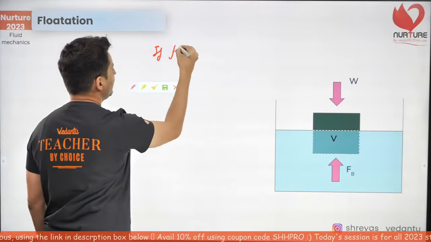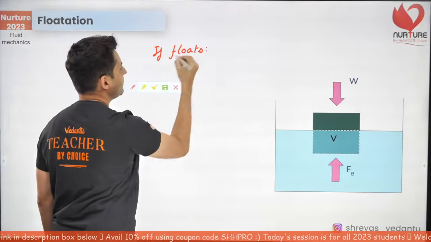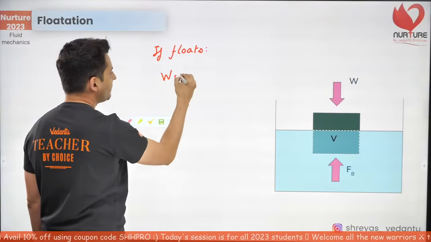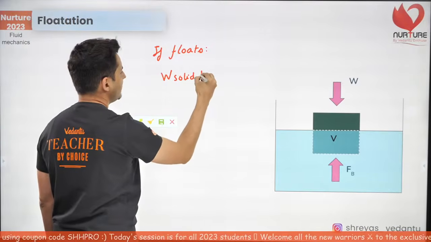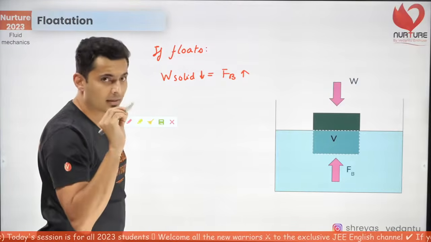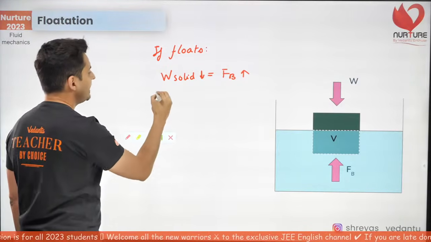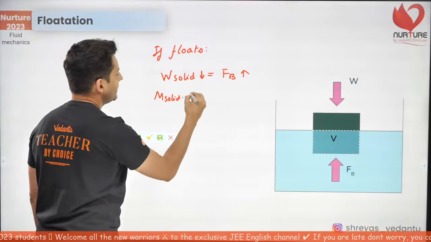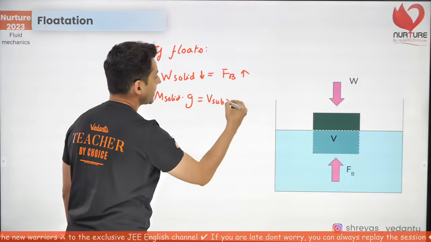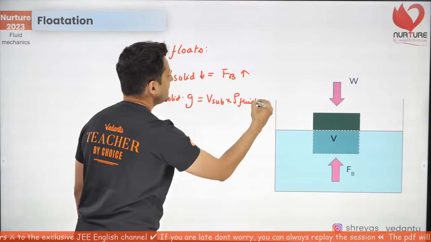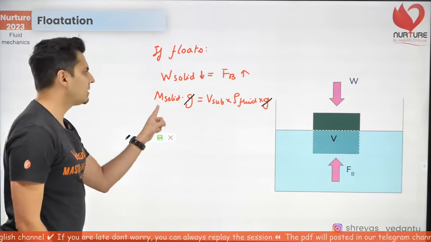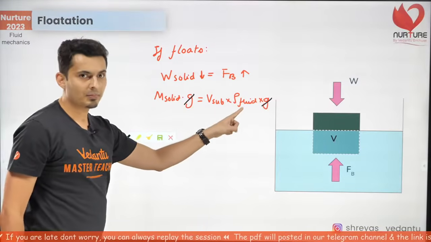If it floats, then you can say that the weight of that particular solid which is acting down should be balanced by the buoyant force which is acting up. Correct? Now, what is the weight of the solid? Weight of the solid is mass of the solid into G. What is the buoyant force? Buoyant force will be volume which is submerged into density of the fluid into G. You can see G anyways cancels out. So this is the condition for that.